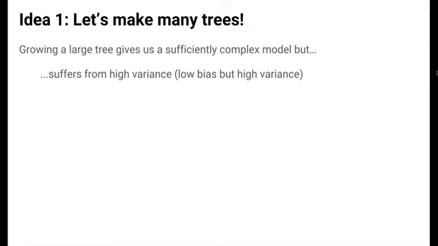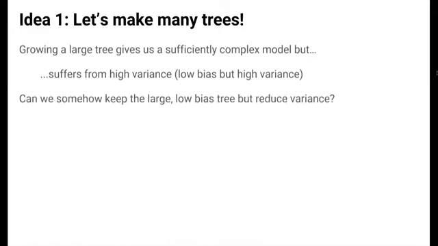So growing a large tree is nice in that it gives us a sufficiently complex model, but we know that complex models suffer from high variance, right? This is the bias variance trade-off in play. When we have complex models, they have low bias, but complex models we also expect to change a lot when we have slightly different training data. They have high variance. Okay, well, can we somehow keep that large, low bias tree, but somehow reduce its very high variance? That would be the ideal.